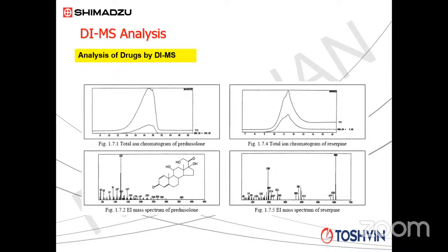All those are there. But if I have got a DI probe, instead of doing all those, I can directly put the sample into the MS. So this is called a DI-MS analysis. On the left-hand side, you can see prednisolone. On the right-hand side, you can see reserpine. And most importantly, we are completing this analysis in hardly about 5 to 6 minutes.